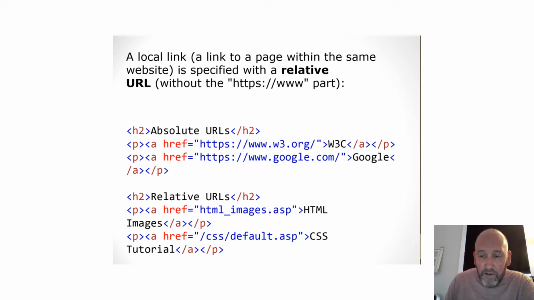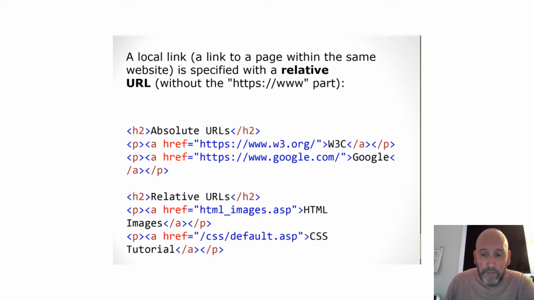Because if the web address does not have https:// and all the W's, then it is relative. If it does have them, then it is absolute, as we can see here. Absolute references: a href, https://, and it's got all the W's and the web address. Same with the Google address underneath, it's got all the HTTPS, all the W's. So that is an absolute.